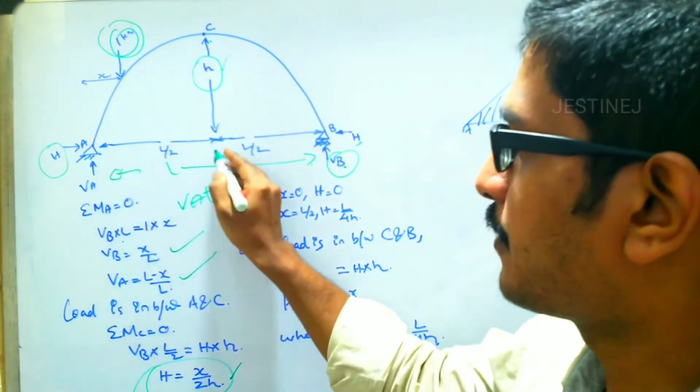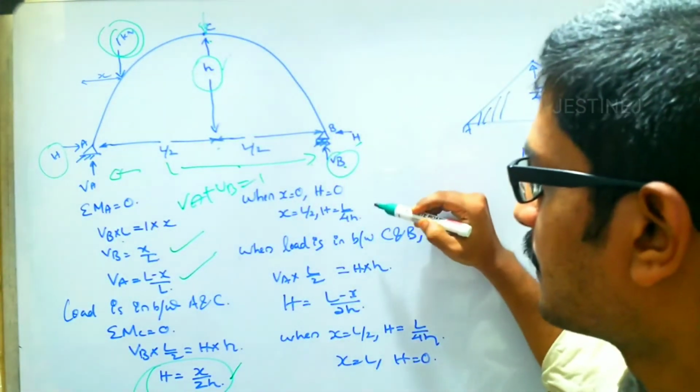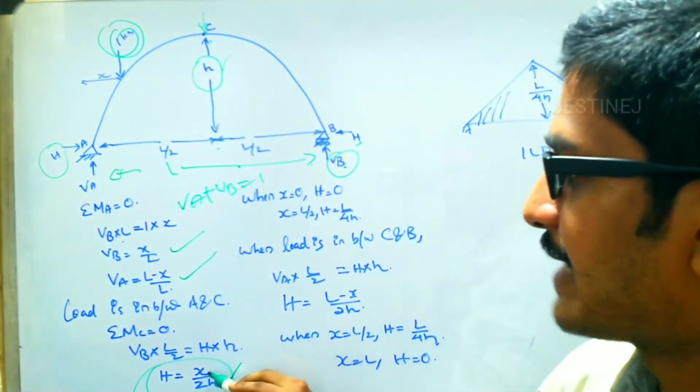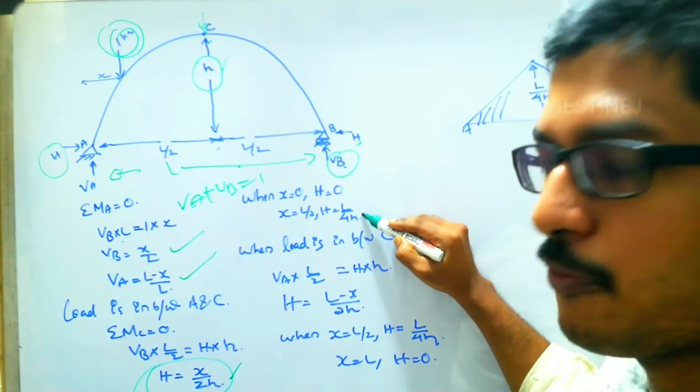Then after a point of time, this load will reach this point. Then what about the value? If you substitute X equal to L by 2, the value will become L by 4h.